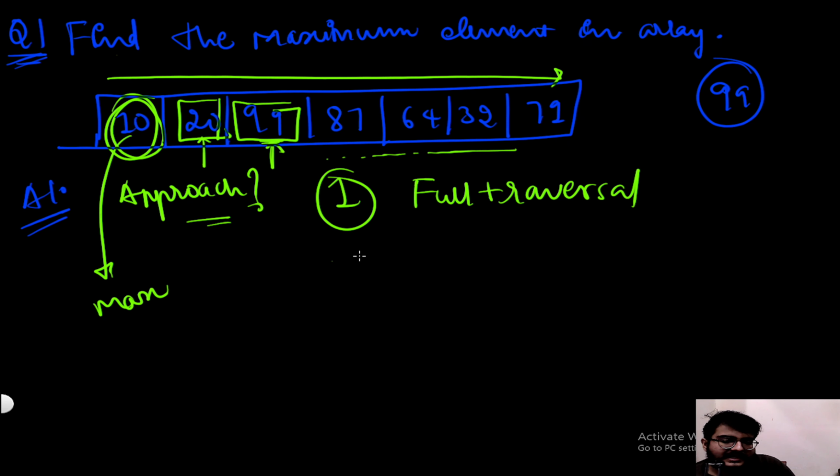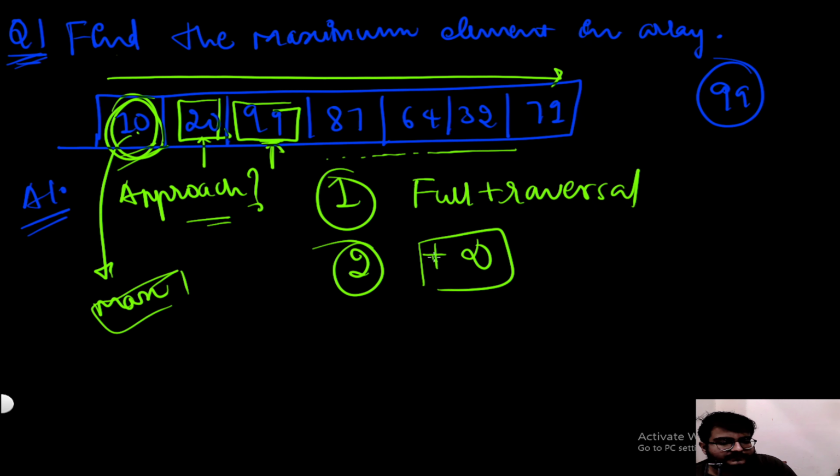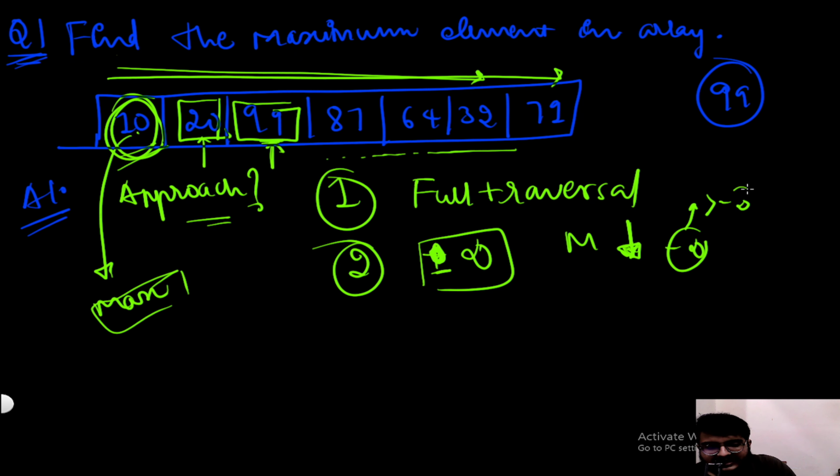Another approach is that I do not make the first element my maximum element. I do not want to be biased, so I declare the maximum element as plus infinity. Sorry, minus infinity. So what does that mean? I say that my maximum element is the lowest one on the number line. It is minus infinity, and I compare every number with minus infinity. If the number is greater than minus infinity, I update my maximum to that number, and in the end I print out the answer.